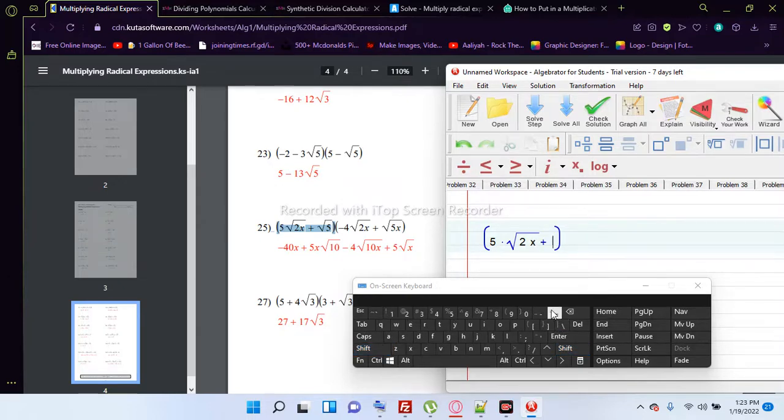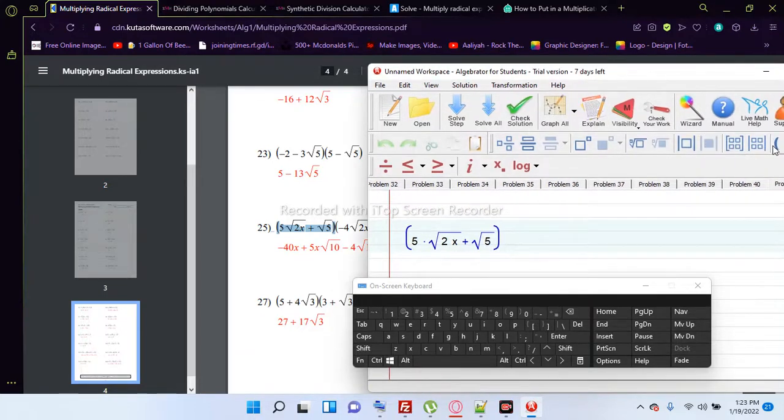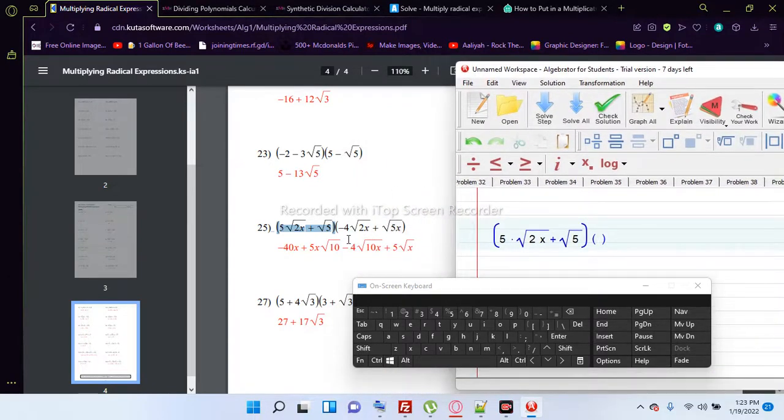Radical sign. Radical sign number 5, right, buddy? It looks the same way on the thing here. Okay, now outside, do another parenthesis. Go back, do another parenthesis. Bada bing, bada bang. Okay, you got the parentheses, right?